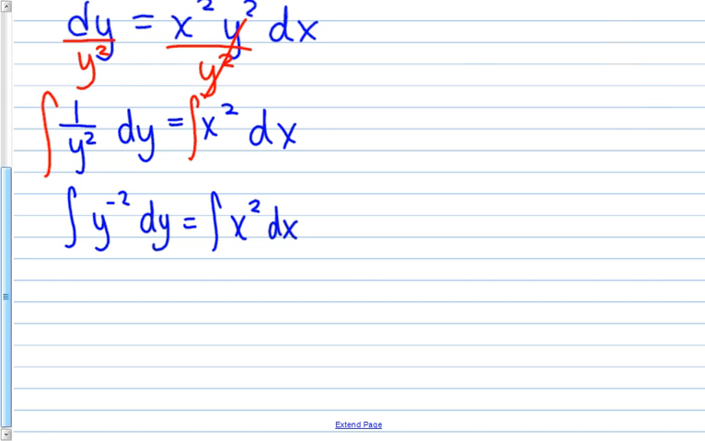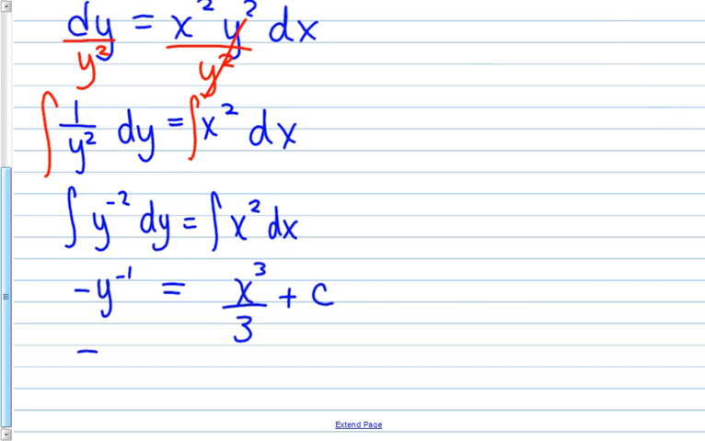So then integrate. Add an exponent. Divide by the new one. Add an exponent. Divide by the new one. Plus c. So they gave me initial values in the beginning. They told me that y equaled 1 and x equaled 1. So in order to find c, I'm going to plug those in.